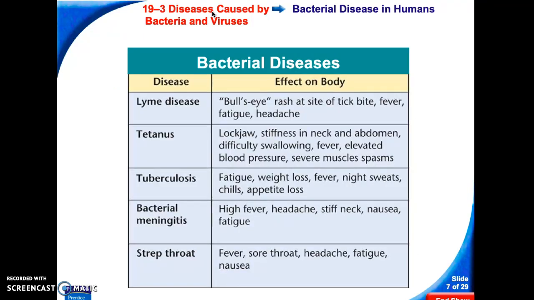So here's a couple examples of bacterial diseases. You're probably most familiar with strep throat, where you get the fever, the sore throat, headache, those kind of things. You might have also heard of bacterial meningitis. There's usually a vaccine for that now before you go off to college. Tuberculosis, you also get a TB test for that before you go to school, things like that. You should know a couple of these or just be familiar with them.